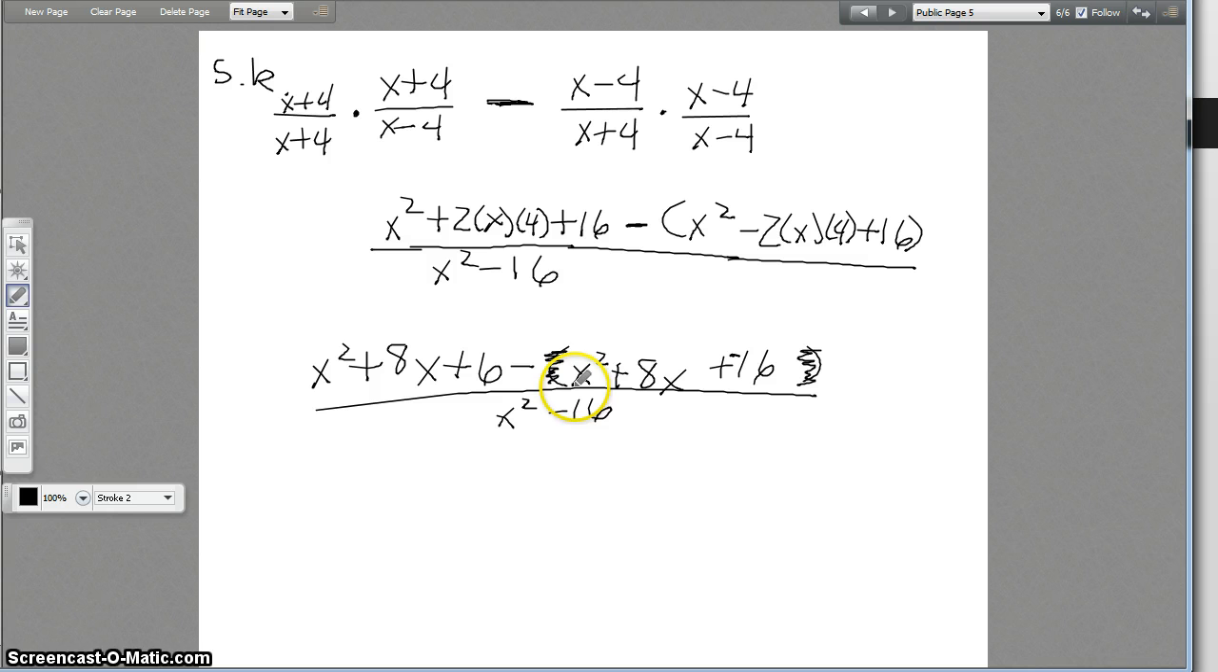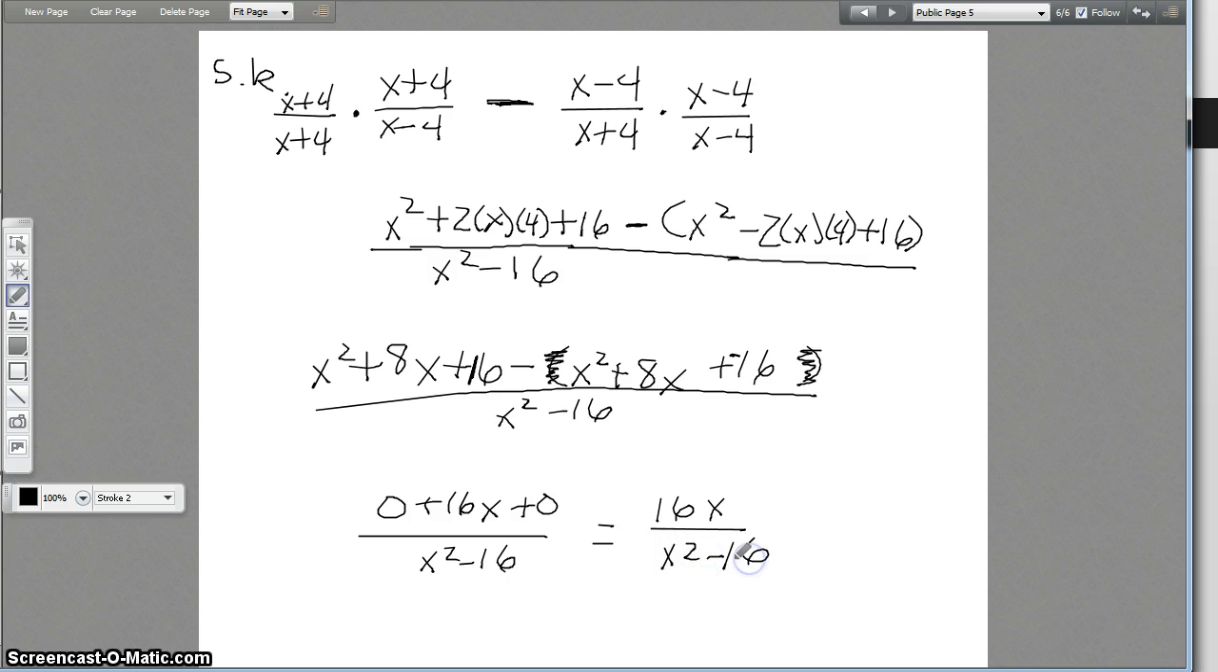We have x squared minus x squared. That's 0. We have 8x plus 8x. That's 16x. And then we have a plus 16, I'm sorry, this should be a 16 here. We have a plus 16 and we have a minus 16, so that's 0, all over x squared minus 16. So this works out to be, for 5K, 16x over x squared minus 16.